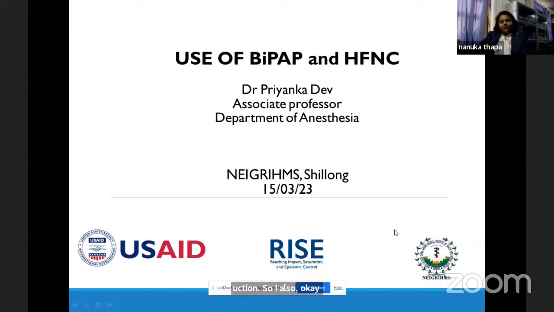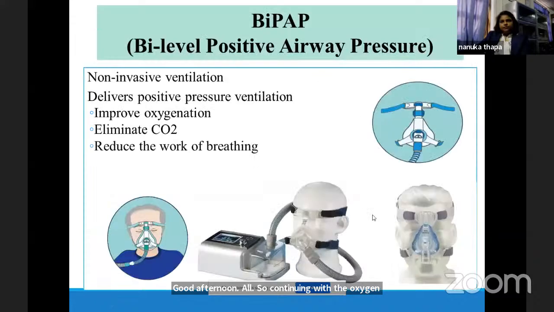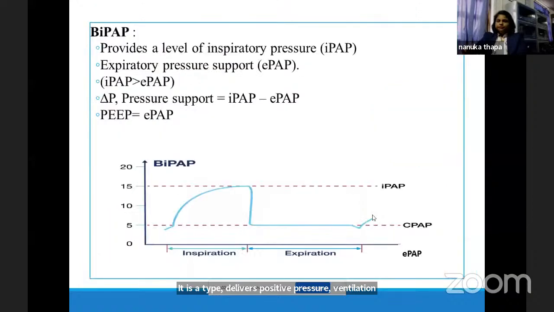Continuing with oxygen therapy, I will be starting today my session on the use of BiPAP as well as HFNC. BiPAP is a mnemonic for bilevel positive airway pressure. It is a type of non-invasive ventilation that delivers positive pressure ventilation, which improves oxygenation, eliminates carbon dioxide, as well as reduces the work of breathing.